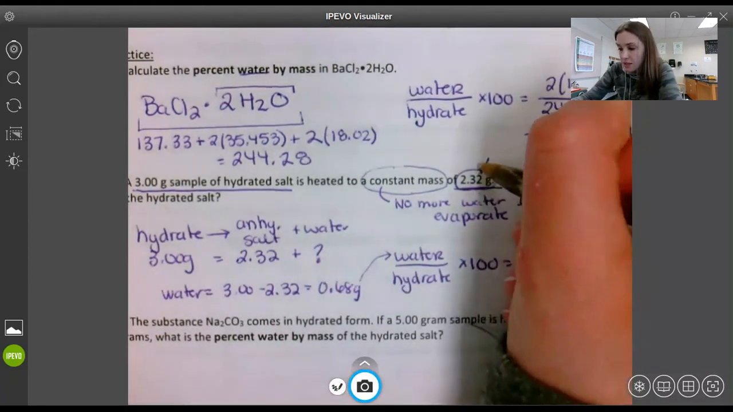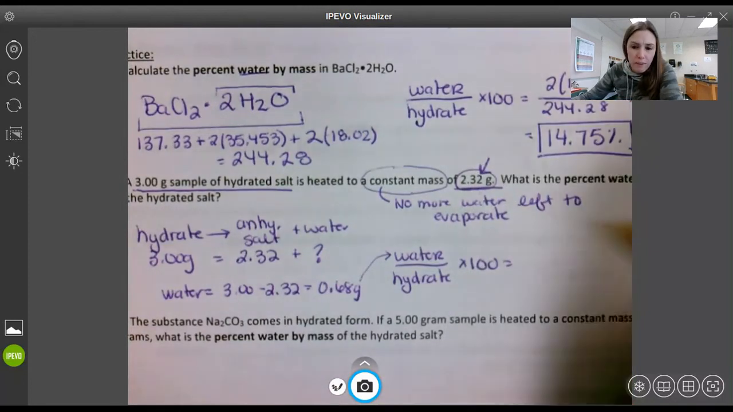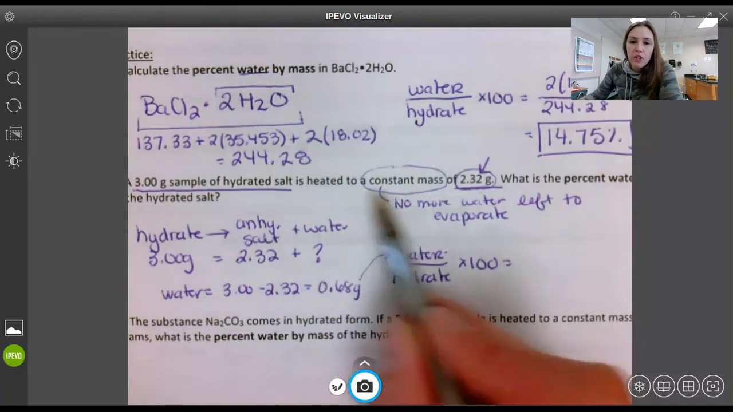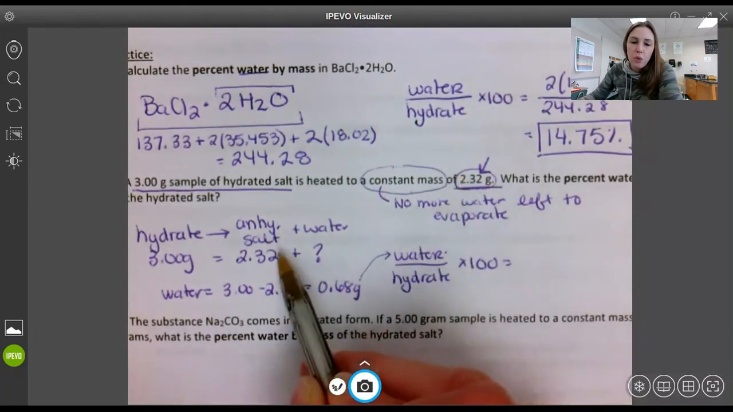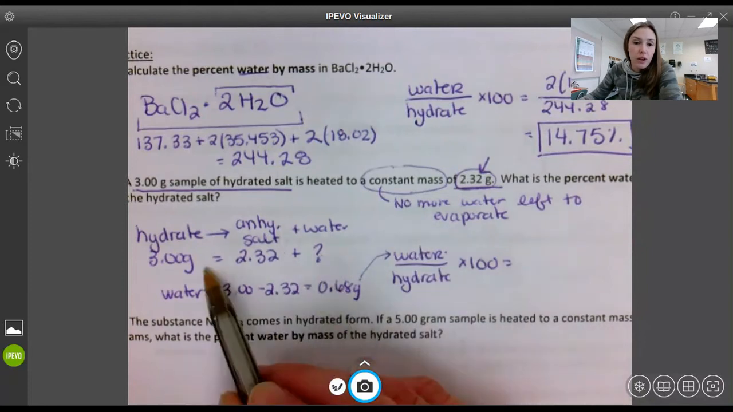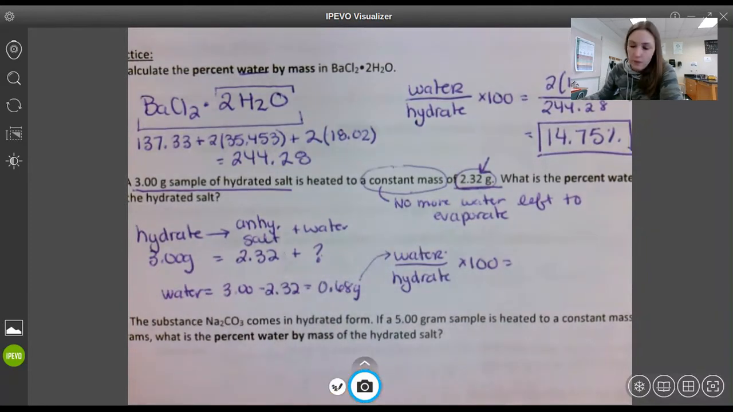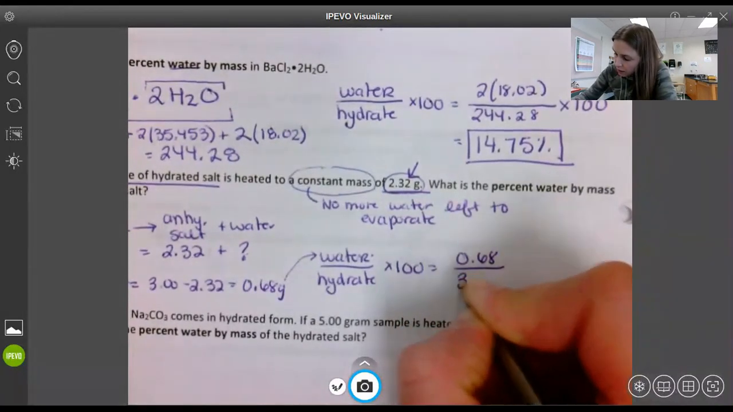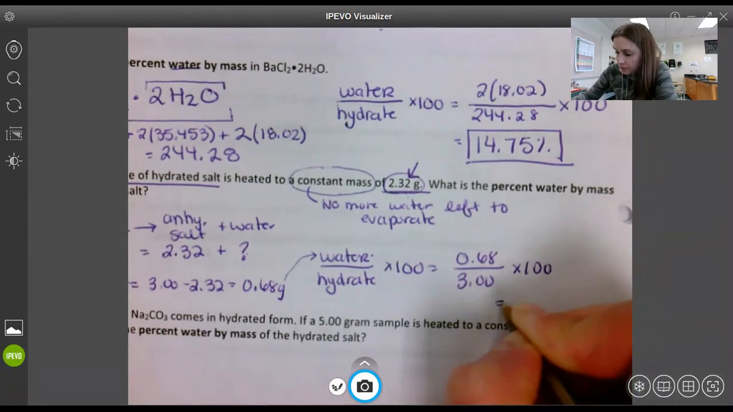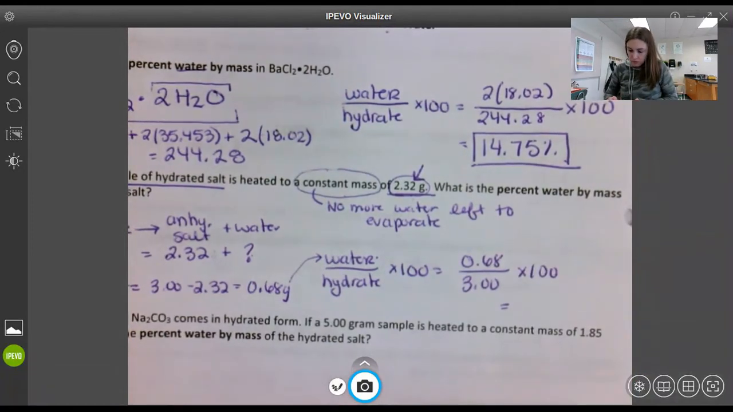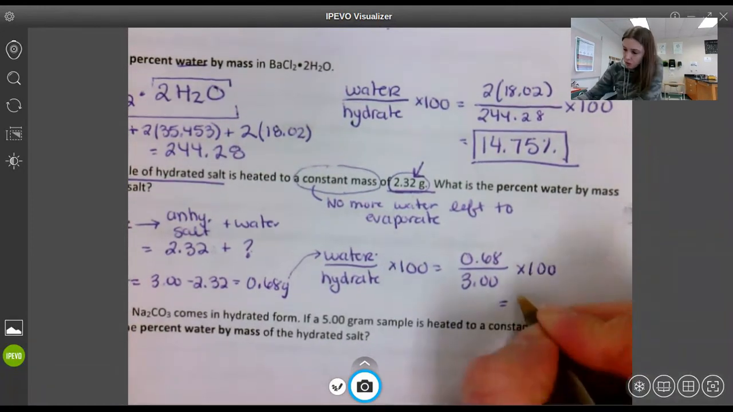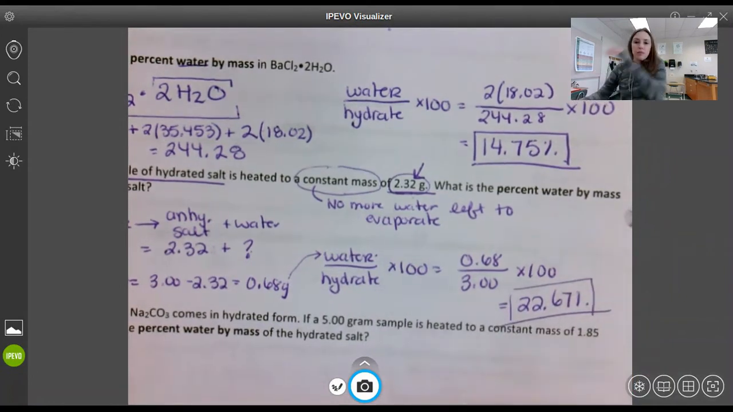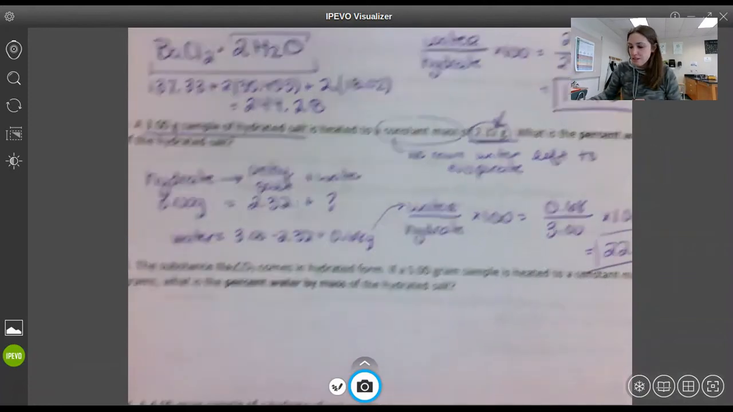So probably the biggest mistake is that students will just automatically throw the other number into the numerator, but you have to see if that's actually the water amount. So again, whenever you heat it and this is what's left over, that's always going to be the anhydrous salt, and then you got to figure out how much water evaporated out of it. So this will then be 0.68 divided by 3 times 100, which would give me 22.67% water.